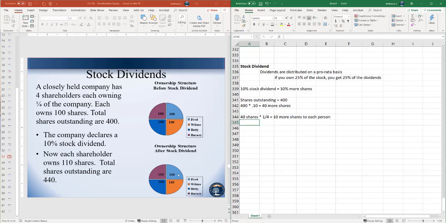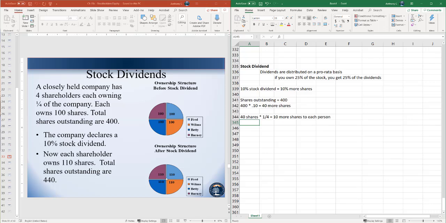All right, so now if we look at their share of the pie after the stock dividend, each person now owns 110 shares. So they own a few more shares, but they still only own 25% of the company. So really, they're no better off after the dividend than they were before the dividend. Nothing has changed, and the shareholder really isn't getting anything at all.